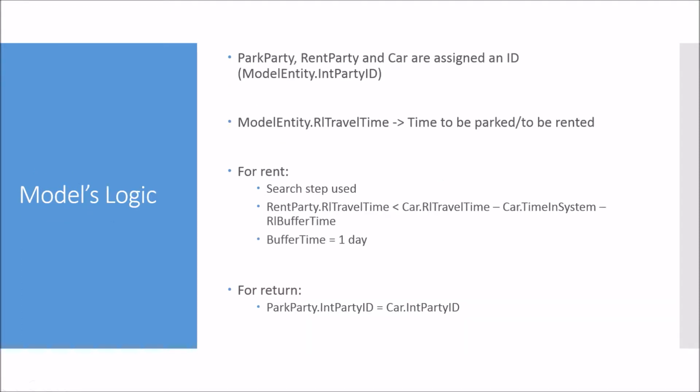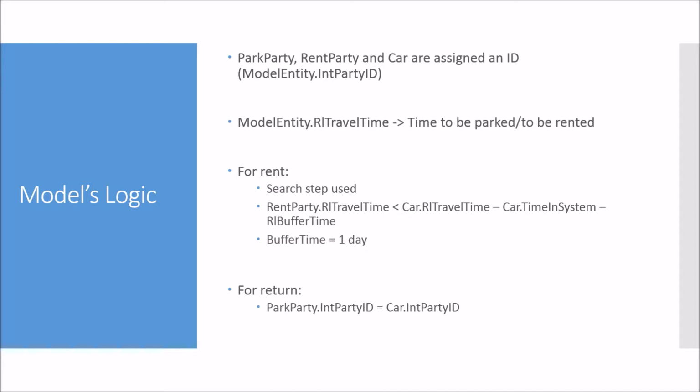Regarding this problem's logic, what we did was to assign an ID to the park party, the rent party, and the car. The car and the park party were assigned the same ID in order to identify which car was of which party. We also created a state that's called real travel time that is used to represent the time that the car will be parked or the time that the car will be rented.